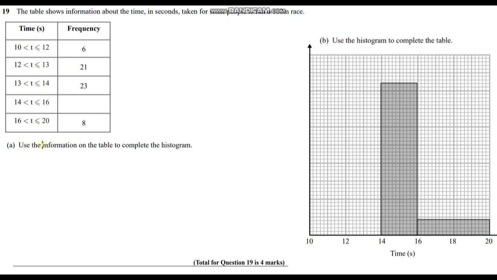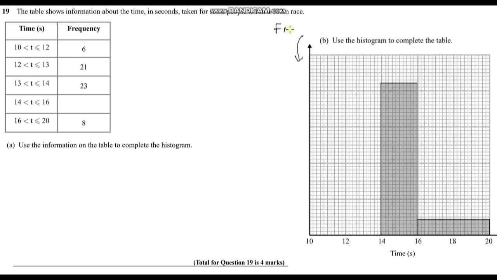Part A: use the information on the table, so what information we do have, to complete the histogram. You can see that our histogram is not yet completed. We've only got 2 bars, and we've got 5 bars to do in total. So we need to fill in the extra bars using this information here. Now the really important thing is that on a histogram, our y-axis is not frequency. You might be tempted just to write frequency down here, but with time on the x-axis, this is frequency density.